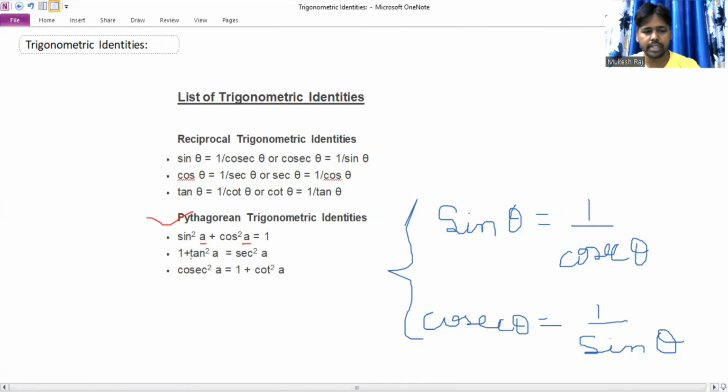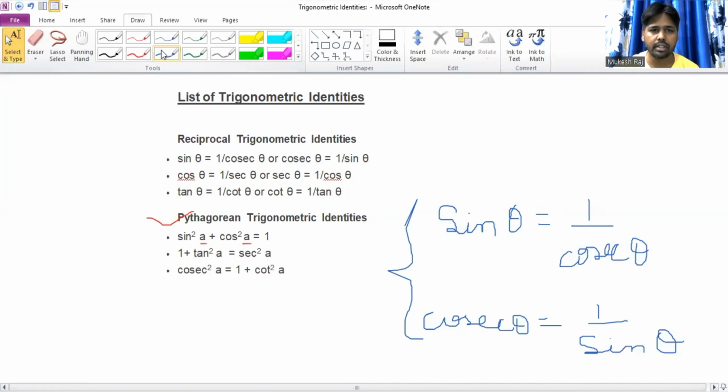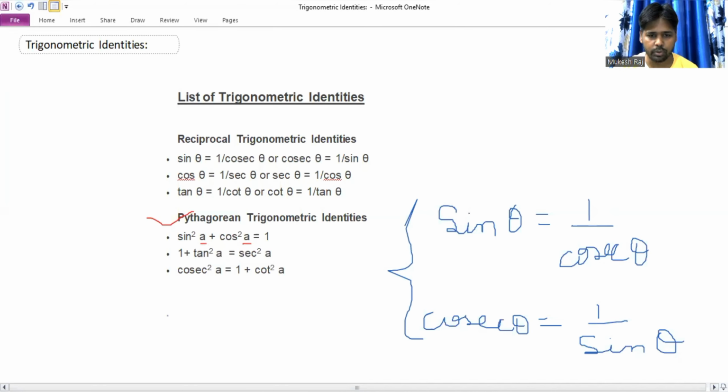Similarly, 1 plus tan square a will be equal to sec square a. The same trigonometric identity can be written in this form also: sec square a, or any general angular value, any variable that we can use, sec square a minus 1 will be equal to tan square a.